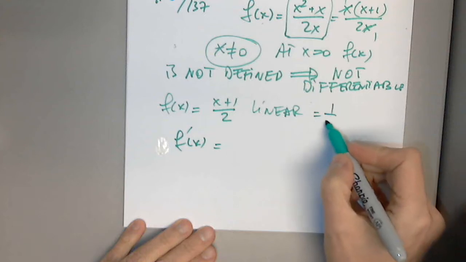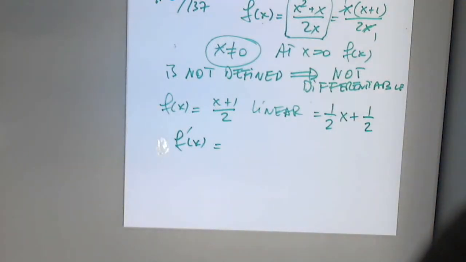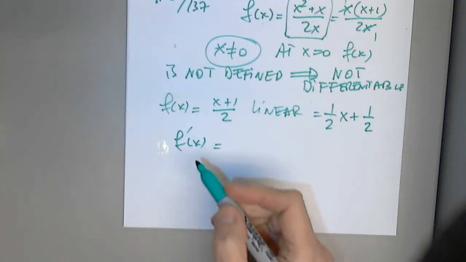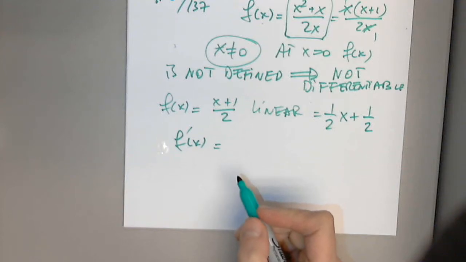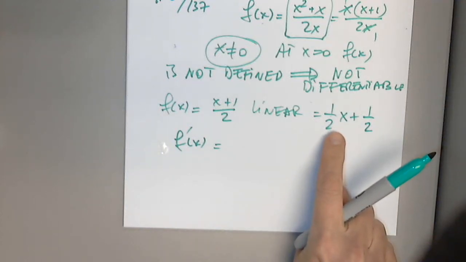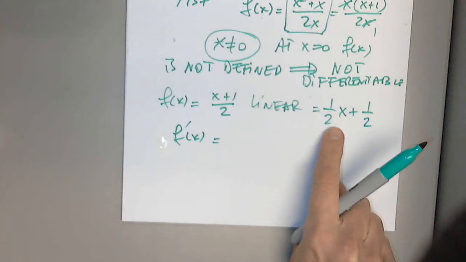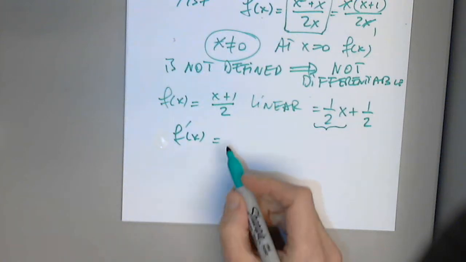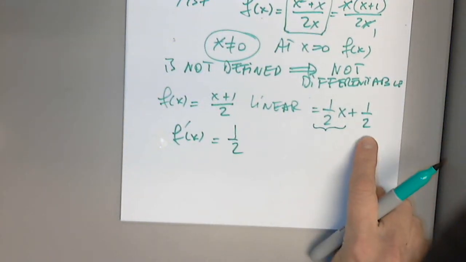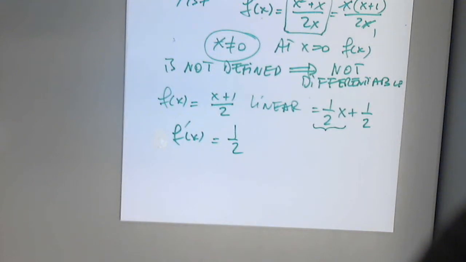Remember, we do prefer this definition or this presentation versus x plus 1 over 2. X plus 1 over 2 is x over 2 plus 1 over 2. And this is much easier to identify what is f prime for this function. What is the derivative of this? What is the derivative of 1/2 times x? What is the derivative of 1/2? Perfect. So the derivative is 1/2.